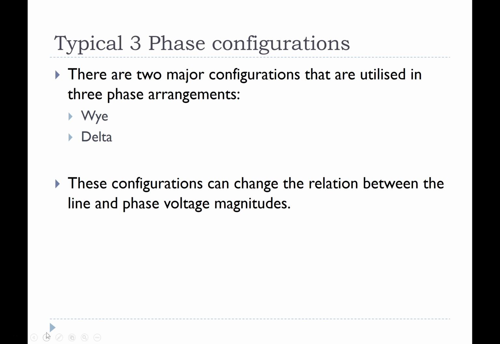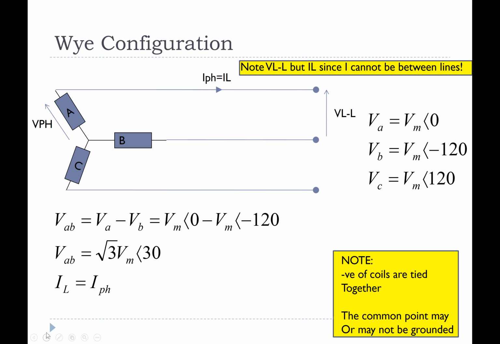So there are two typical configurations we use in three-phase, delta and Y, as you all know. And when we use these configurations, we could change the relationship between phase voltage and line voltage. In the previous session, we looked at the changes in the Y voltages in looking at phase and line voltages, but now we're going to look at the differences between Y and delta.